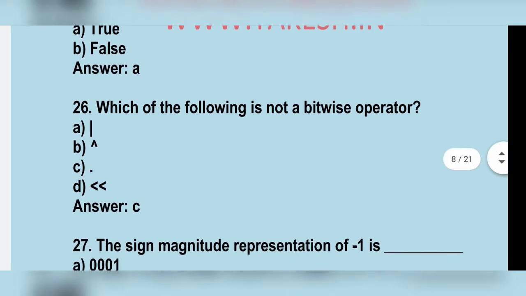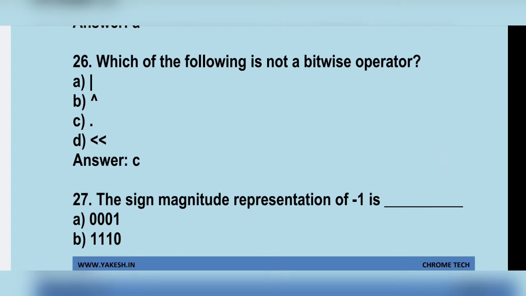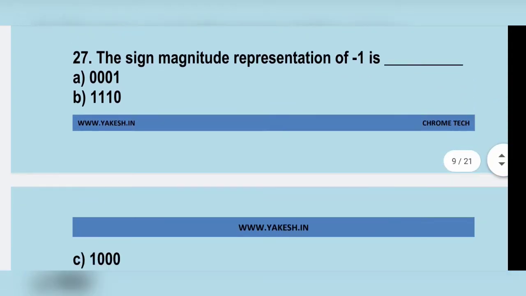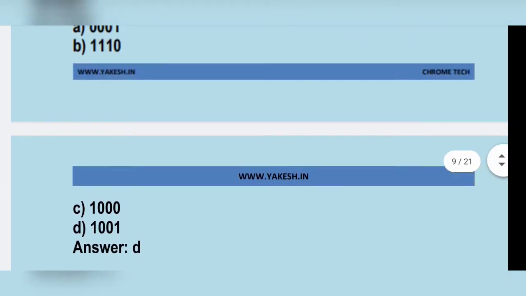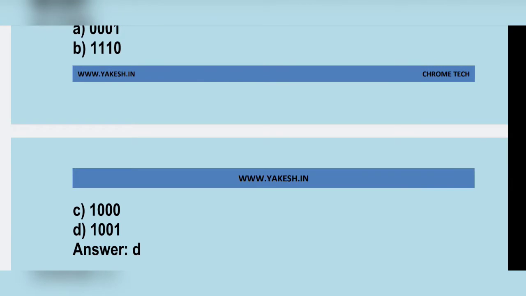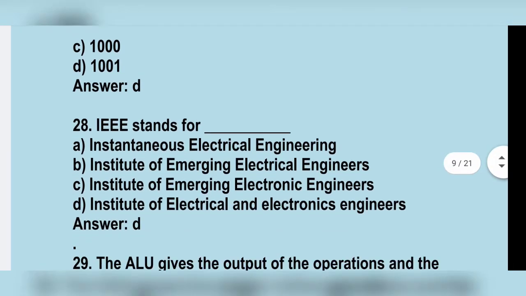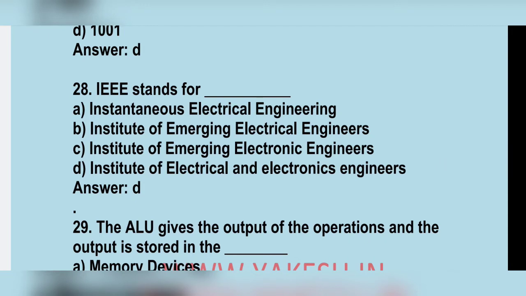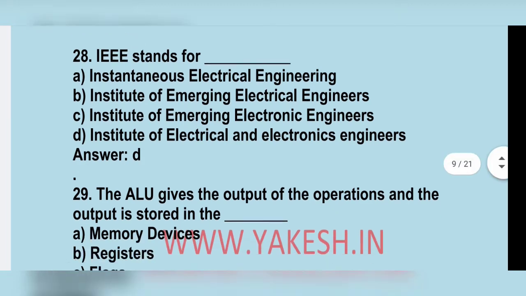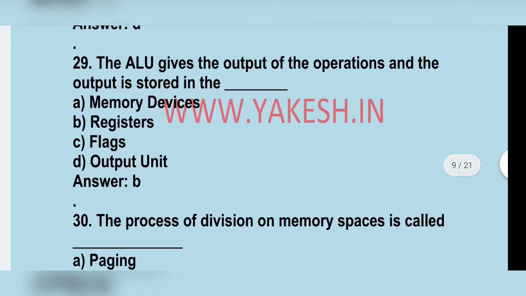True. Which of the following is not a bitwise operator? Option C, dot. The sign magnitude representation of -1 is option D, 1001. Option D, 1001 is the correct answer. Next question, IEEE stands for option D, Institute of Electrical and Electronics Engineers. The ALU gives the output of the operation and the output is stored in option B, registers.